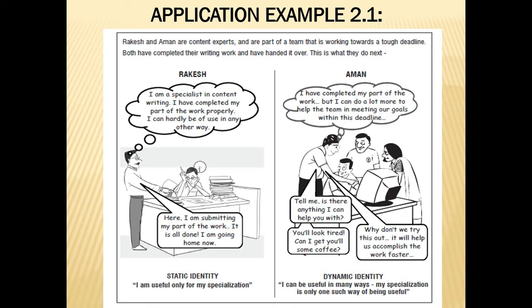Now let's see how Rakesh and Aman differ from each other. Rakesh says, "I am a specialist in content writing. I have completed my part of the work properly. I can hardly be used in any other way. So here I am submitting my part. It's all done. I am going home now." So what does Rakesh say? He says, "I am done. My job is finished. I have completed whatever I wanted to complete. Now I want to go home."